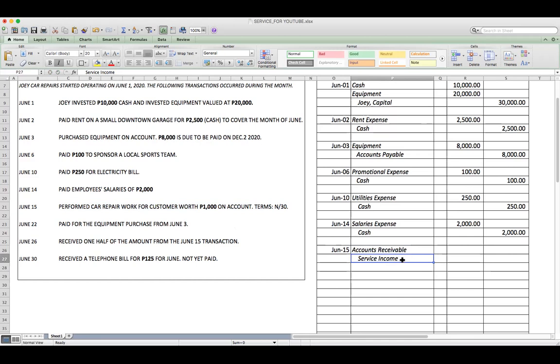So what does that mean? Why, sir, is service income credited? Well, in terms of normal balance, since it is revenue, the normal balance is credit, therefore it is also an increase in our revenue. Okay? So, worth 1,000 pesos. And then, since accounts receivable is a type of asset, it is debited, so it is also an increase in asset.